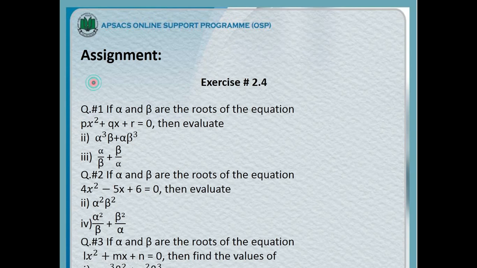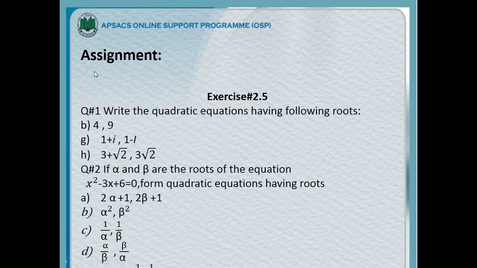So students, I have compiled all the tasks from exercise 2.4 and 2.5 which you have already done while watching the video.